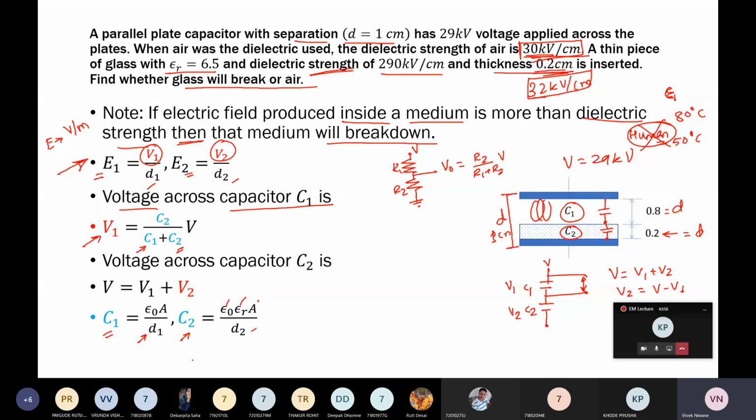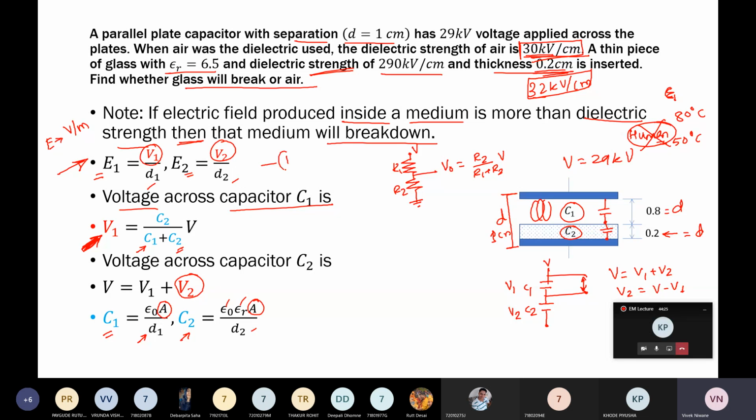Okay, so now you have to take care that these A and A, the areas, are going to get cancelled out over here in the calculation of V1, because those will be common in the numerator and denominator. So this area term will vanish and we will have a plain value for V1 and therefore a plain value for V2. Okay.